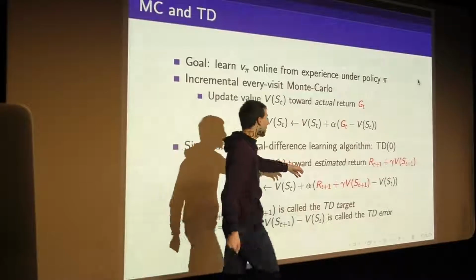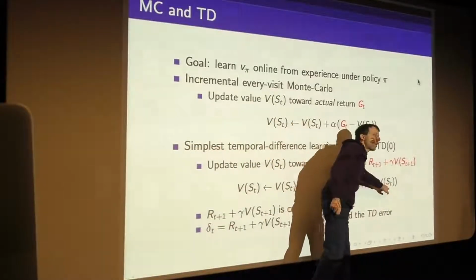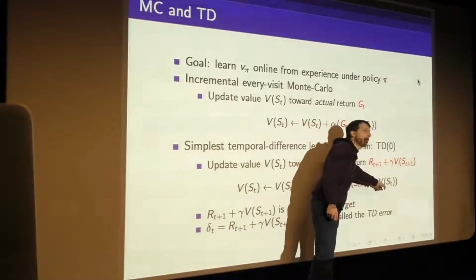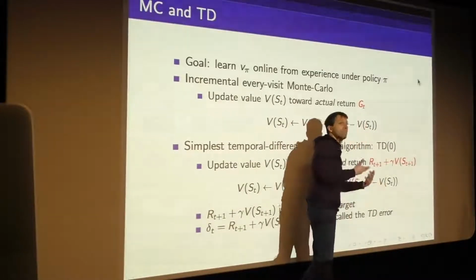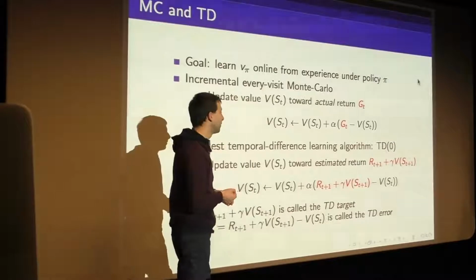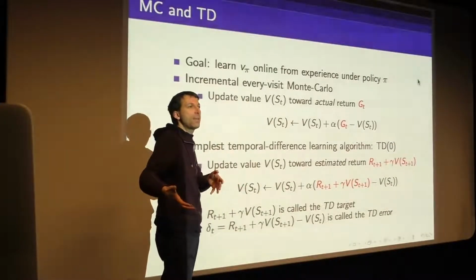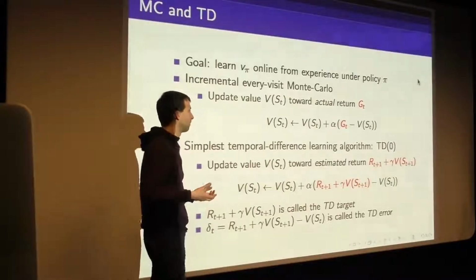And this whole error term here, the difference between our TD target and our estimated value before we saw this step, is called the TD error. The difference between our estimate before and our estimate after taking a step. That's the TD error.